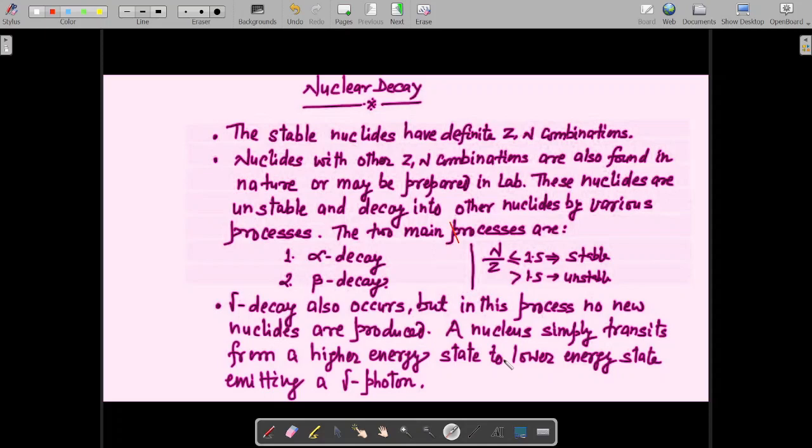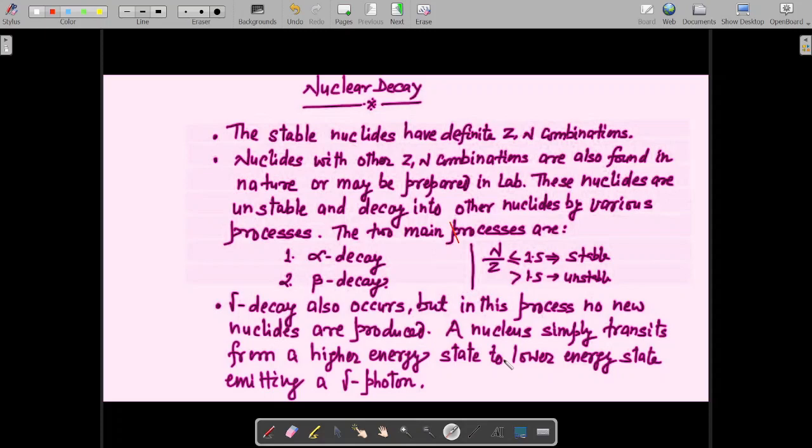As far as alpha decay and beta decay are concerned, the number of protons and number of neutrons change after the decay. But in gamma decay, there is no change in the number of protons and number of neutrons, okay.